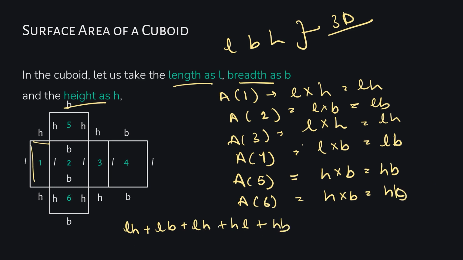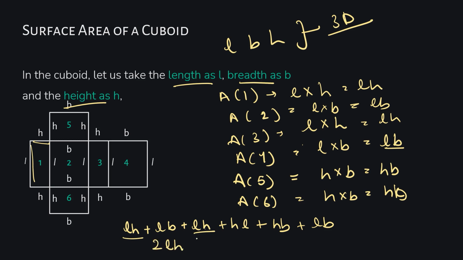So we have 1, 2, 3, 4, 5, and one is left. So LH, LB, LH, and there is one more LB. This one is left. So we have all 6 faces. Now we can see that there are like terms. So this is a like term, and these two are like terms. So we just add them up.